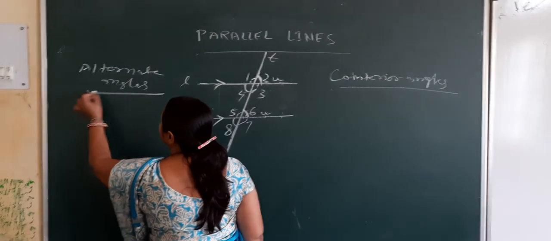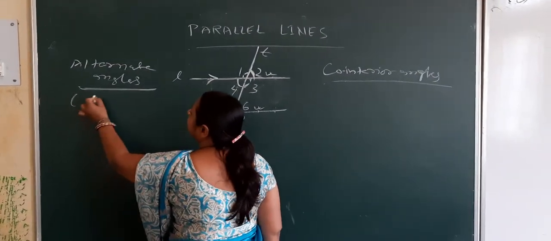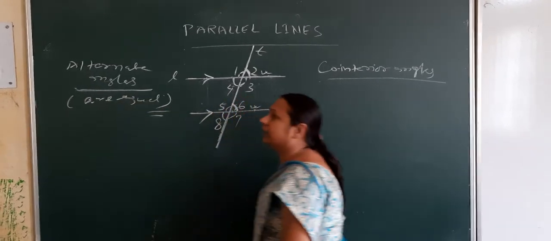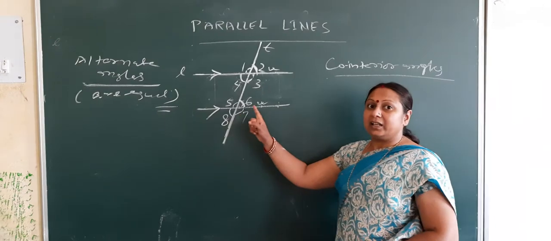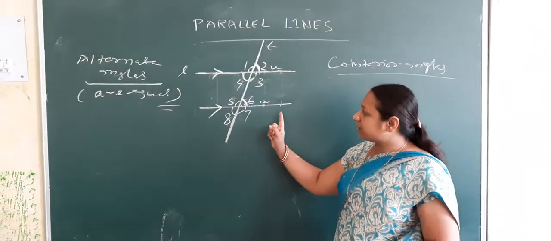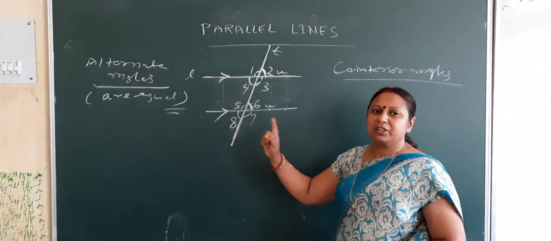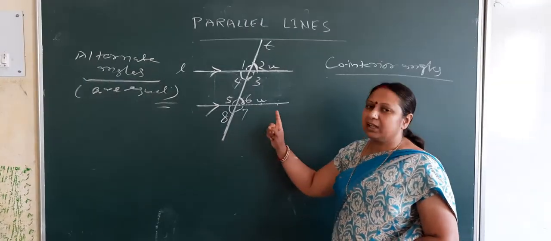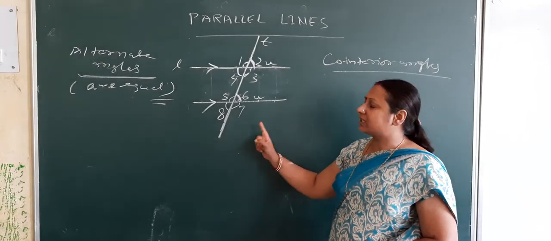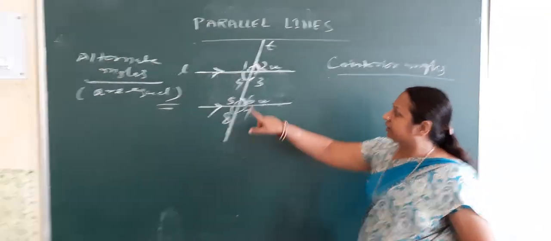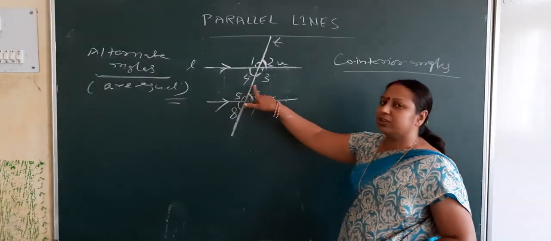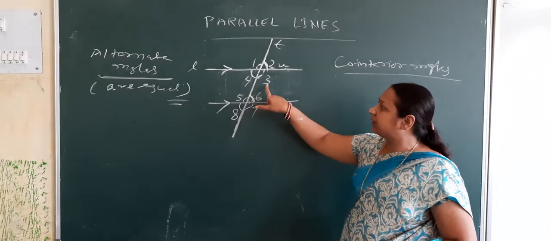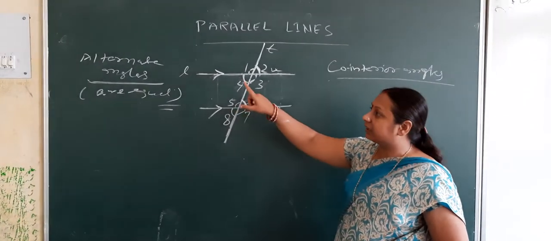Alternate angles. The property of alternate angles is that alternate angles are equal. So what is an alternate angle? A pair of interior angles on the opposite side of the transversal but not adjacent. See here, 4 and 3 are on the opposite side of the transversal, but these two angles are adjacent to each other. That's why they do not come under alternate angles.